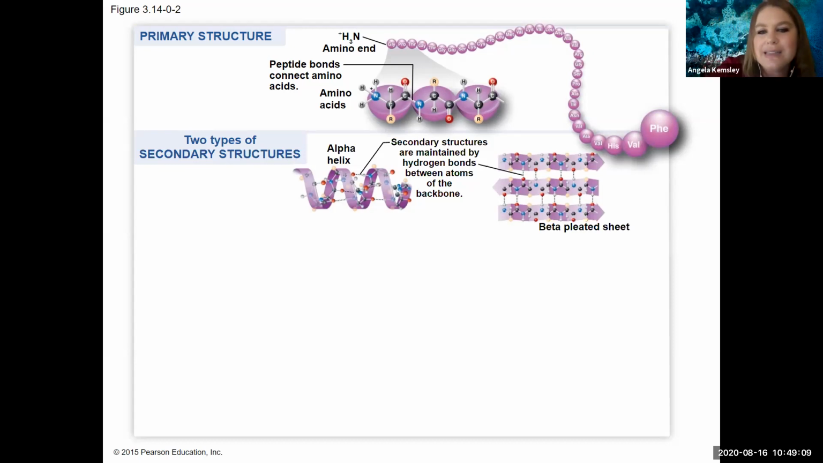Our secondary structure is going to be how that chain is basically shaped. So how they're linked together by hydrogen bonds. So secondary structures are maintained by hydrogen bonds between atoms of the backbone. So they can form these spirals, they can form pleats. So our primary structure is just which amino acids are linked together in which order. Our secondary structure is either going to be an alpha helix if it's in that spiral shape, or a beta pleated sheet if it's in that pleated sheet.